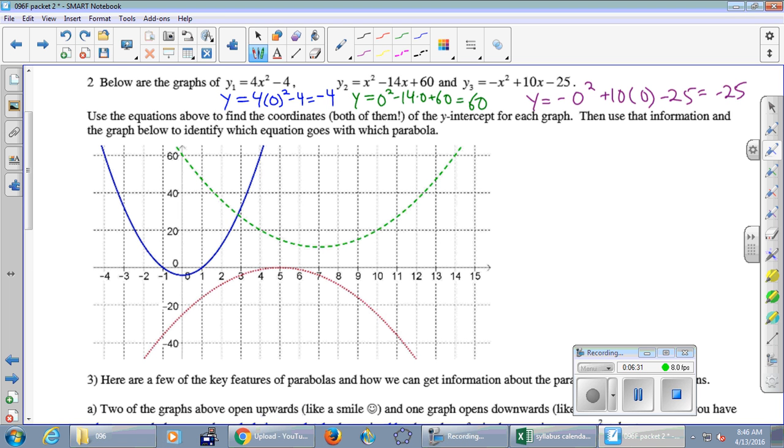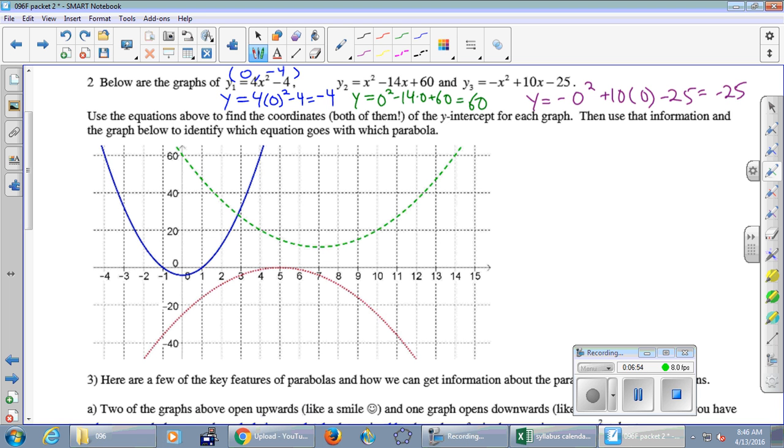But remember, the y-intercept is always two numbers. It's two coordinates inside of parentheses. So all we have right here are single numbers. So for this negative 4, what's the y-intercept? Is it negative 4, 0, or is it 0, negative 4? Yeah, 0 was the x and negative 4 was the y.